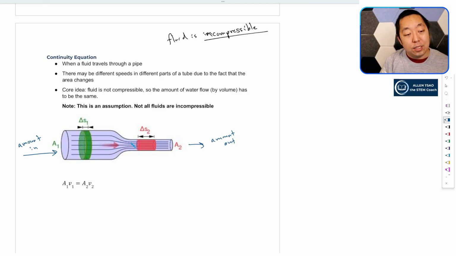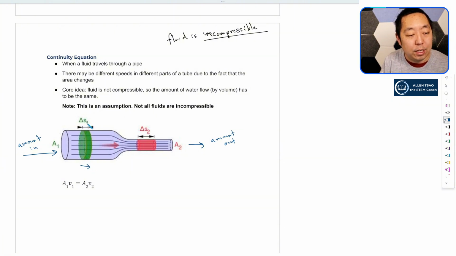Now, the thing is, when the size of the pipe changes, that may change the speed of the water. So what you want to think about is the volume in a certain amount of time. Let's say we have water traveling through this pipe in a certain amount of time. So this is the time.